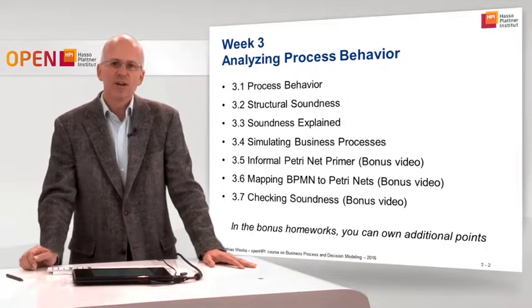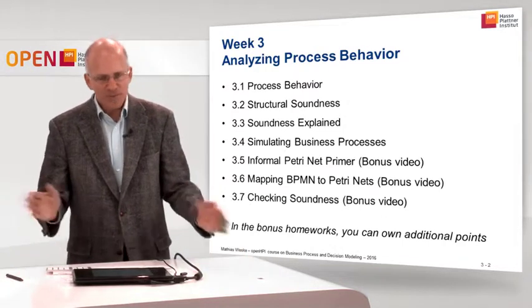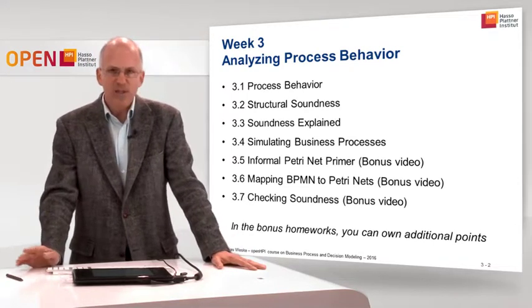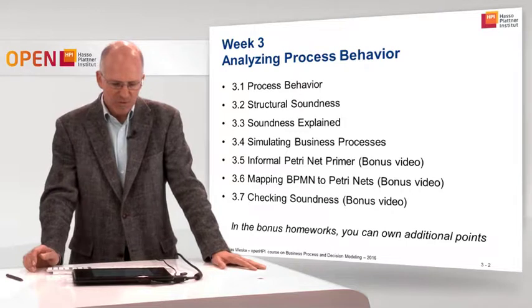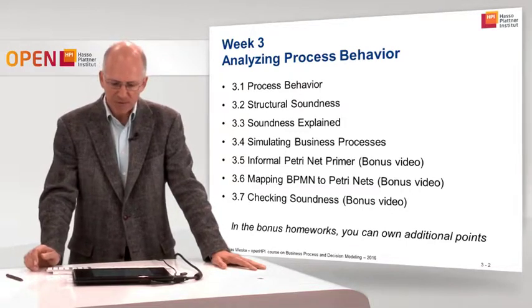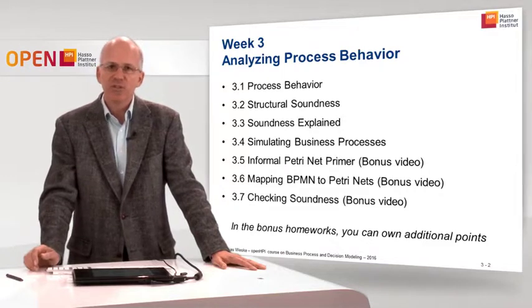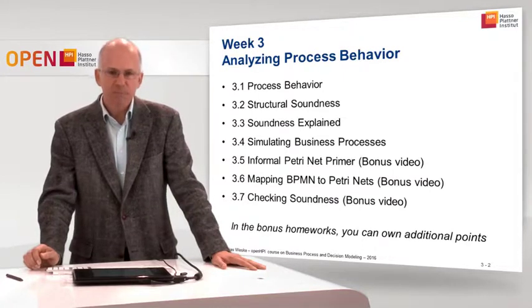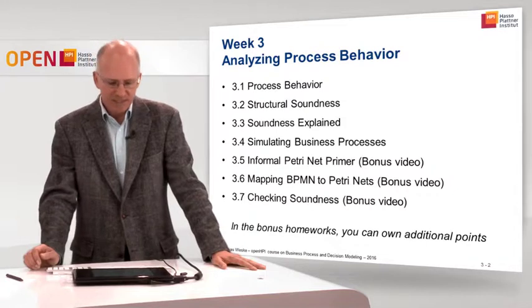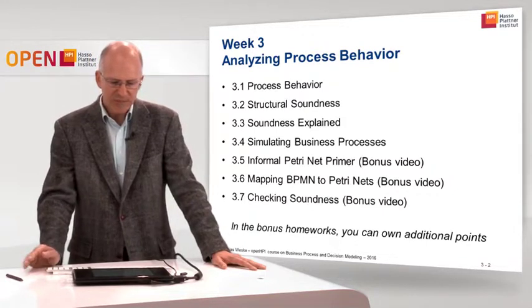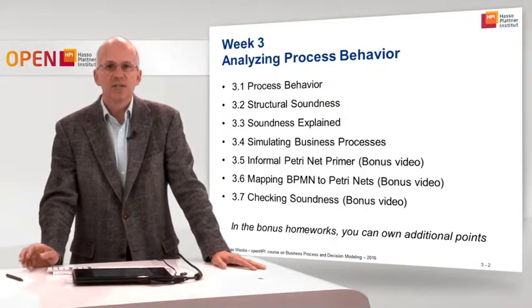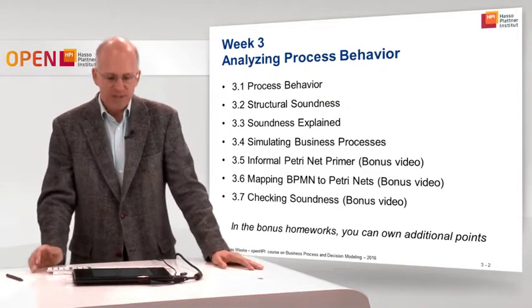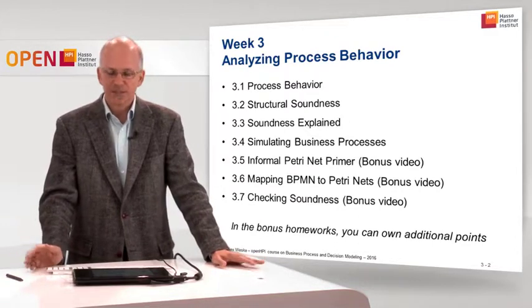And the bonus material is still on the informal side, but again, a bit more formal than what we discussed earlier in this week. So 3.5 looks at an informal Petri net primer, presents Petri nets, which is the formal foundation of behavioral analysis of processes. It explains Petri nets in a very informal, brief way also. Afterwards, in 3.6, we map BPMN process models to Petri nets. And in 3.7, we use Petri nets to check soundness of the BPMN process model, so that we know that the BPMN process model is correct.